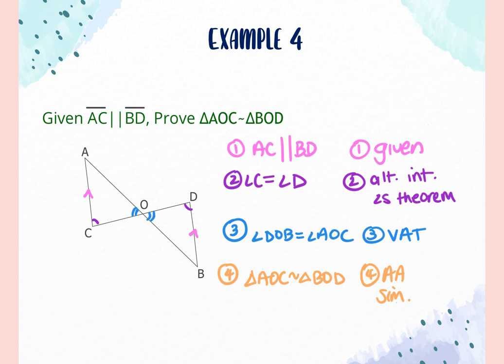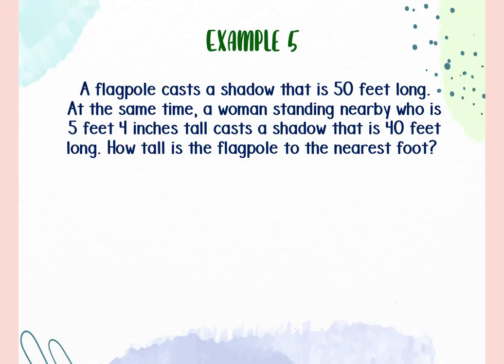Example 5 says a flagpole casts a shadow that's 50 feet long. At the same time, a woman standing nearby who's 5 feet 4 inches casts a shadow that is 40 feet long. How tall is the flagpole to the nearest foot? So if I have a flagpole, this is my flagpole. The shadow is 50 feet long, so a shadow would be behind it on the ground. And at the same time, a woman standing nearby is 5 feet 4 inches, and she casts a shadow that's 40 feet long.